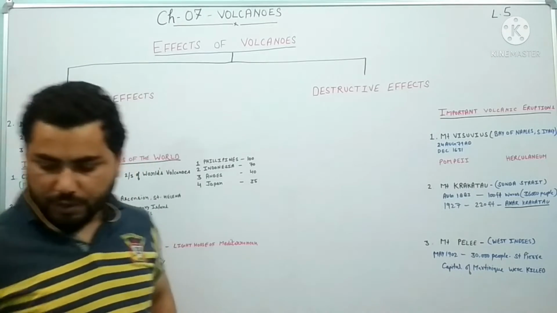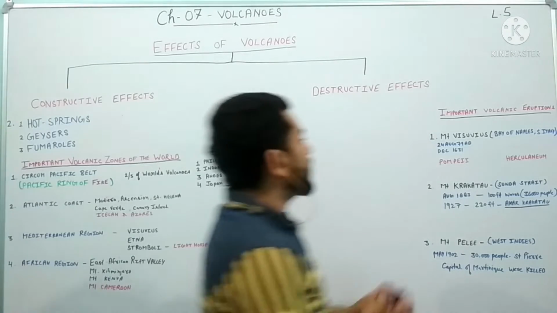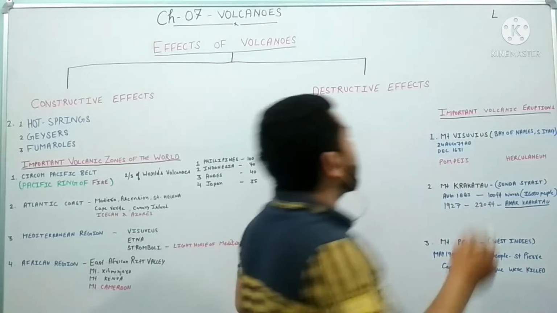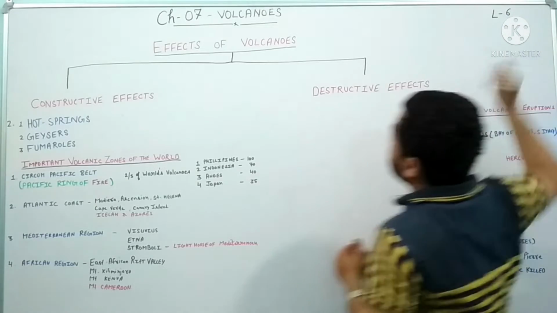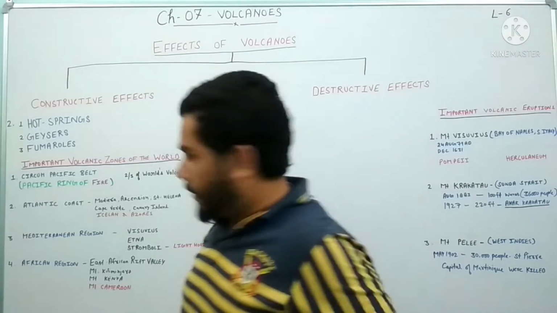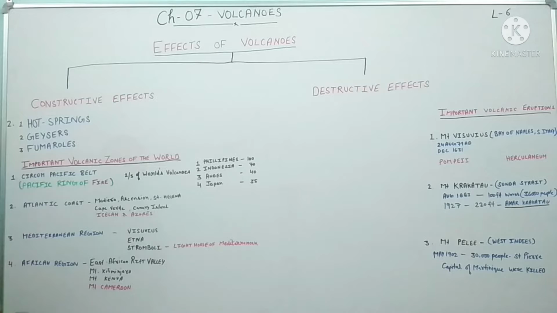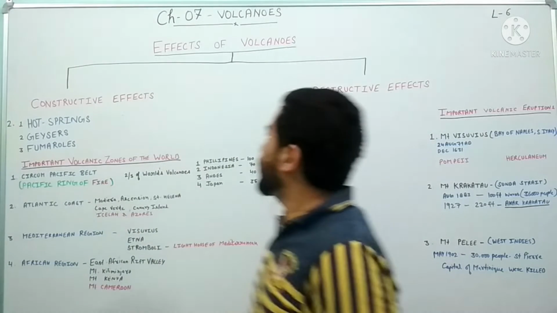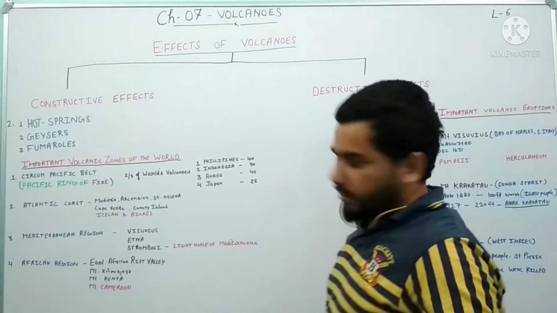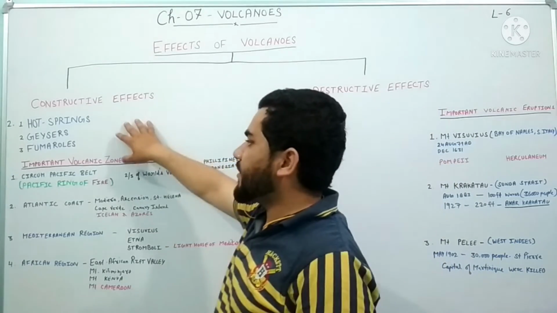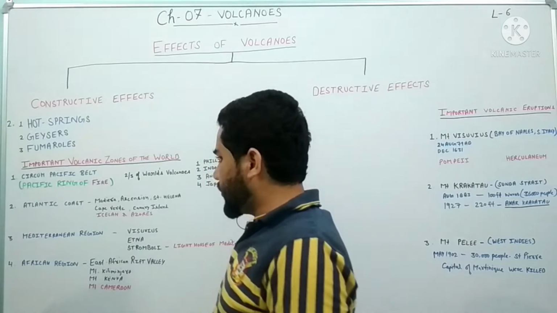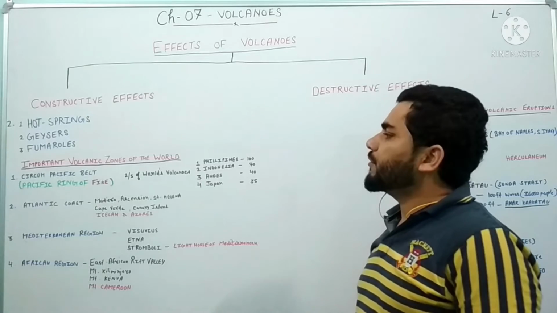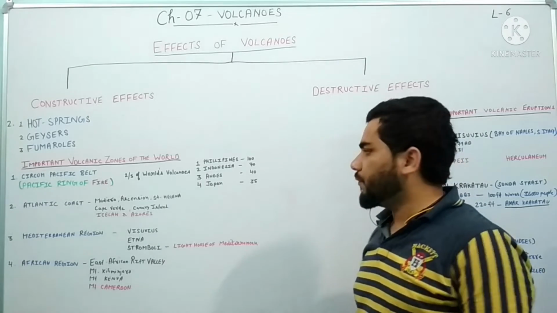Today, we are going to have the last lecture, which is lecture number 6 of chapter 7, Volcanoes. In this lecture, we are going to study about the second constructive effect of volcano, in which we will study about hot springs, geysers, and fumaroles. Then, after that, we will be studying about some of the important volcanic zones of the world.